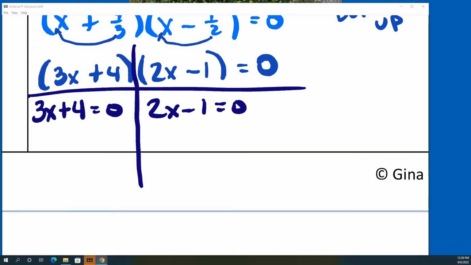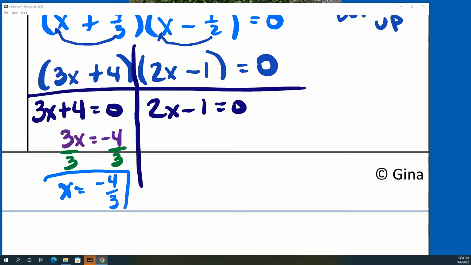So on this one, since this is a +4, I'm going to subtract 4. And then a division step. And again, these fractions probably are not going to reduce, so just leave them like they are. There's no reason to do like a decimal or anything.